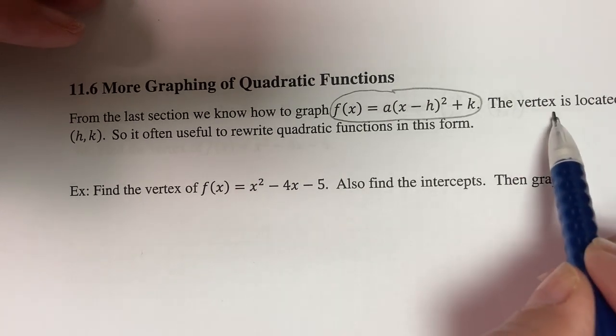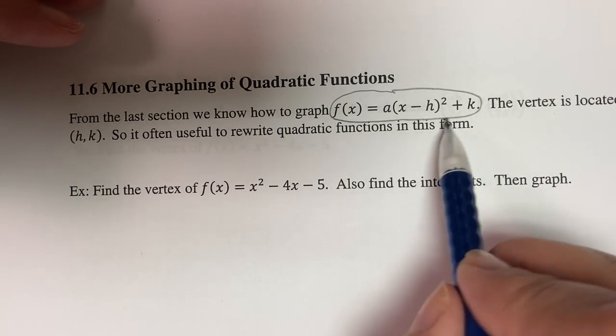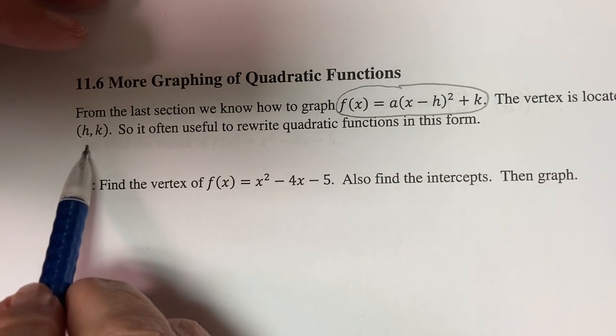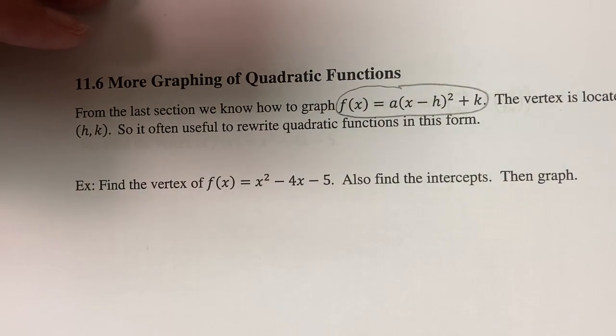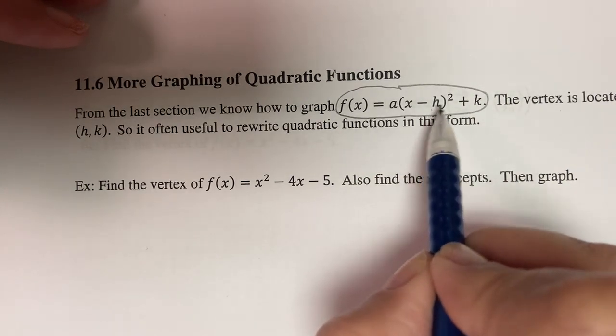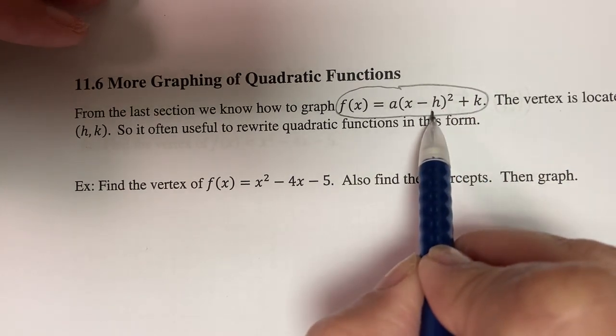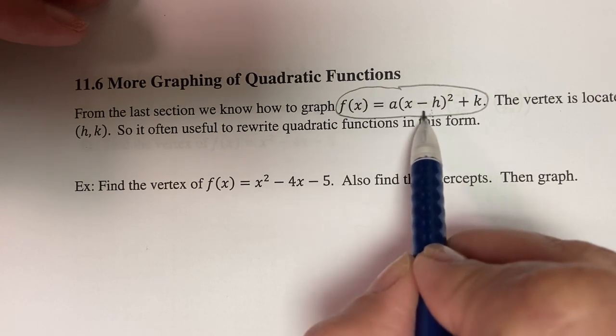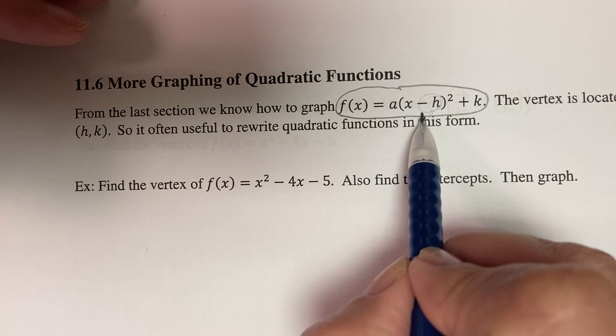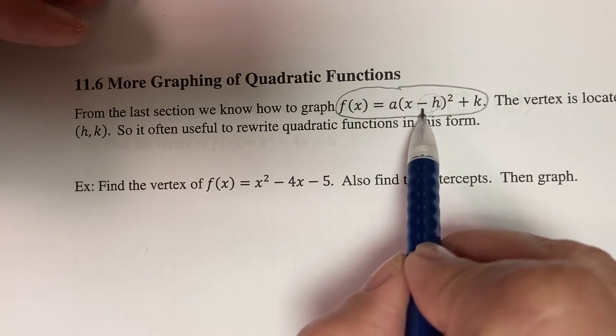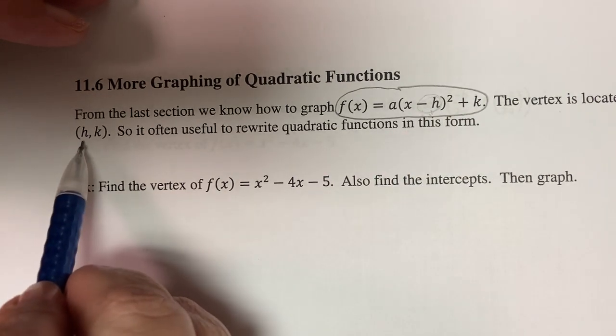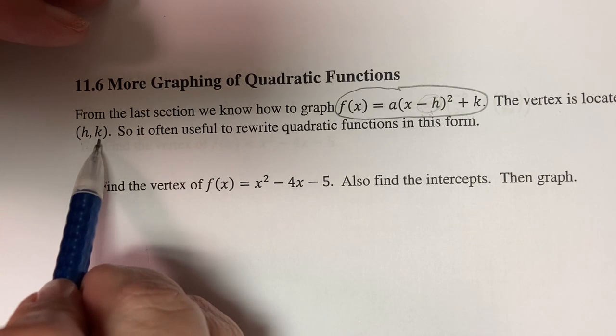So the vertex for this parabola would be located at the point h comma k. Remember the last example we did in 11.5. We shifted the vertex. That's exactly what happens here. So my vertex is going to be h comma k. It's always the opposite of what's in here. So that's why, because this is a minus, it's actually positive h comma k.